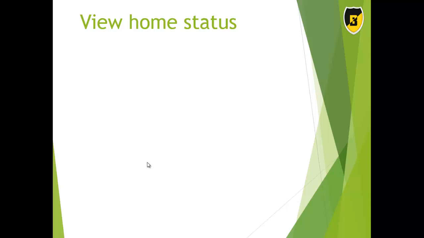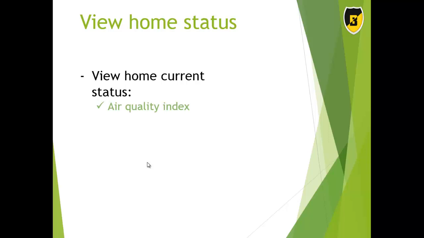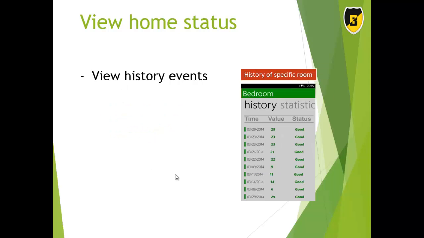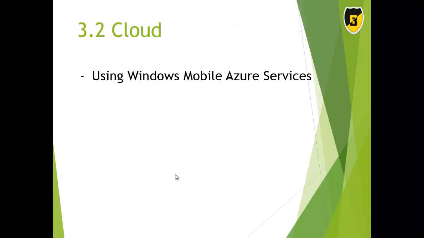Finally, they can get the status of a specific room, such as air quality index, carbon monoxide, and nitrogen dioxide concentration, to help users visualize easily. Each level of condition will have a different color, such as green for good, red for unhealthy, and so on, based on the AQI standard. On the other hand, they can also view the history events of this room.